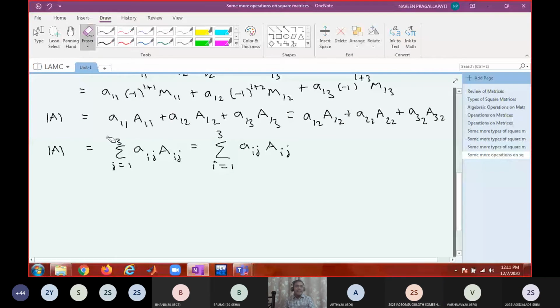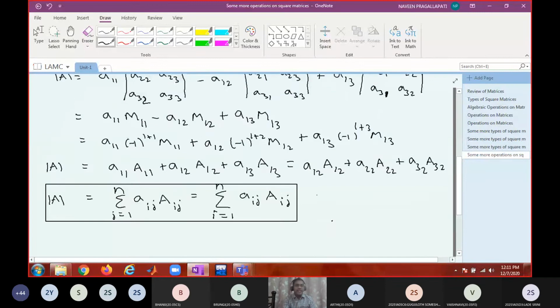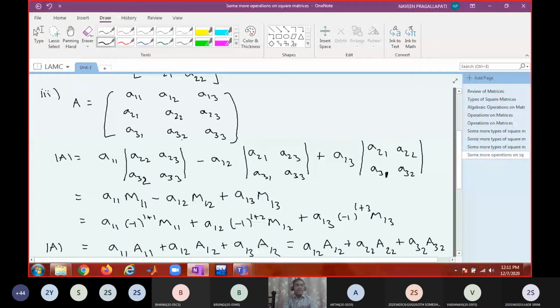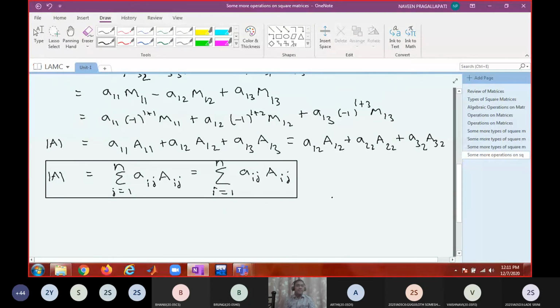What would be the definition for an n by n matrix? i, j equal to 1 to n. Do you agree? Yes, sir. So that is how we find the determinant of a square matrix. You just take any row or any column, multiply each element of that row with the corresponding cofactor and add.